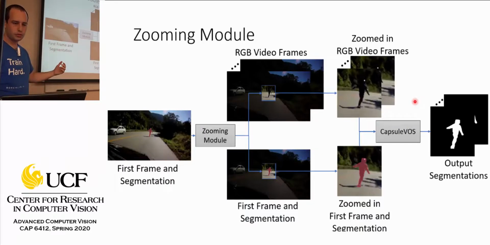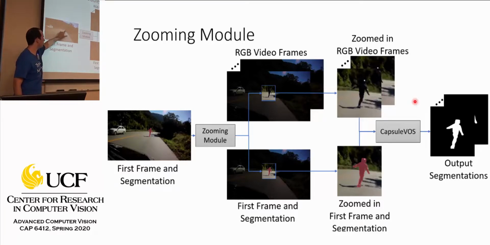One addition we make to deal with small objects is the zooming module. For example, let's say we're given this as the first frame and segmentation. The segmentation is actually this person right here, which is quite small. If we were to just resize this to 128 by 224 and pass it into our network, this object will be extremely small and the network would lose that object rather quickly.